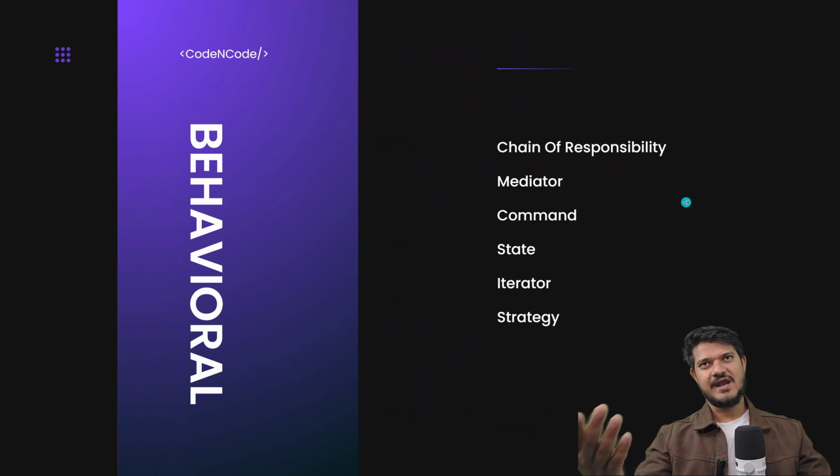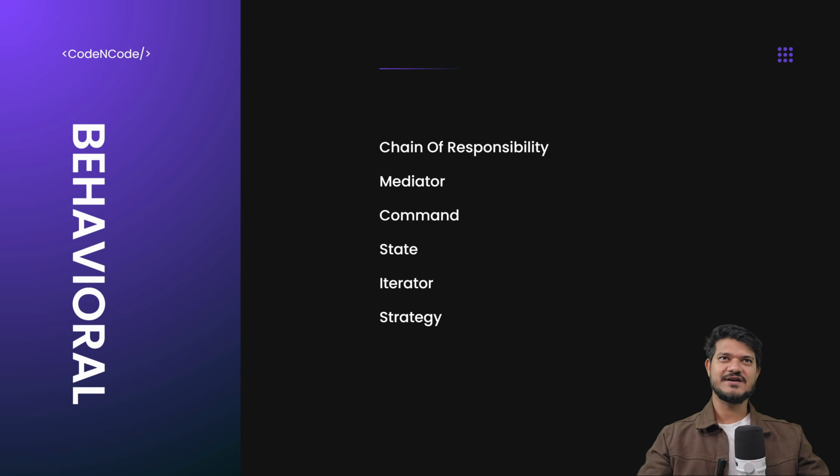Now my most favorite, the behavioral patterns. So we have COR, that is chain of responsibility. If you have worked with a Spring Boot application, there are filters, security filters, those are implemented using the chain of responsibility principle. Then mediator pattern, command pattern, state pattern. If you are implementing something like a vending machine or ATM machine, or an order processing system like Amazon, you'll be implementing the state pattern. Then we have iterator, then strategy, as I said, one of my favorite design patterns.